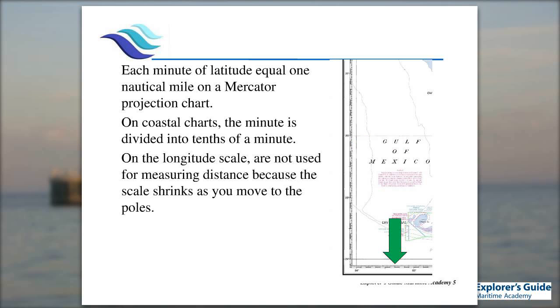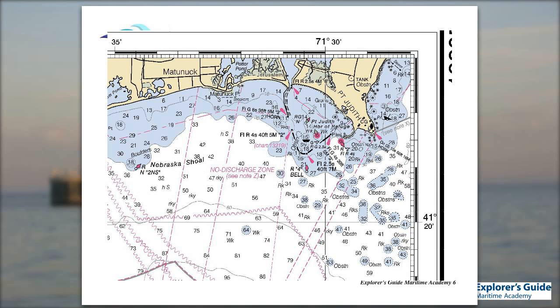The longitude scale, which is at the top and bottom, is never used for measuring distances. It's a very big point because a lot of people will use that and can't figure out why they cannot get correct answers. And the reason that's not used is because the 1 minute equals 1 nautical mile only at the equator. As it goes to the poles, these distances shrink and you get very inaccurate information. Again, latitude scale, 1 minute equals 1 nautical mile. We do all our distances off of that.